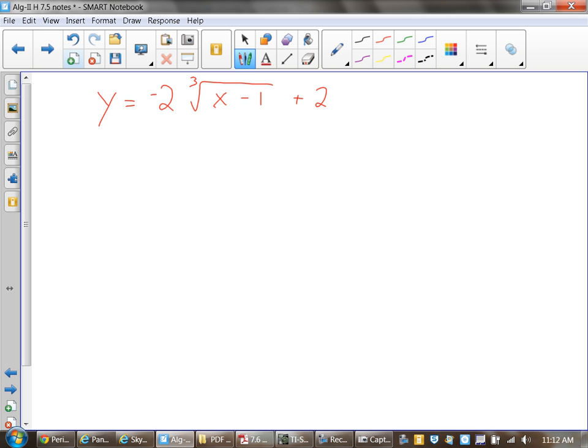Let's try this one. Y equals -2 times the cube root of x minus 1, all plus 2. First thing we're going to look at here are labeling A, H, and K. What's A? -2. H? 1. K? 2. So step 1, we're going to plot y equals what?